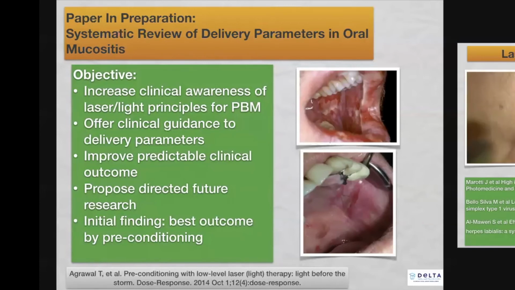Well, I'm currently writing a systematic review looking at delivery parameters, because my interest in my doctorate is to do with the dose and how to deliver the dose. Because we know we can do great things with PBM as a therapy, but then people say, well, how do you do it? Which may seem like a simple question, but it actually is a sight more complex than you might imagine.